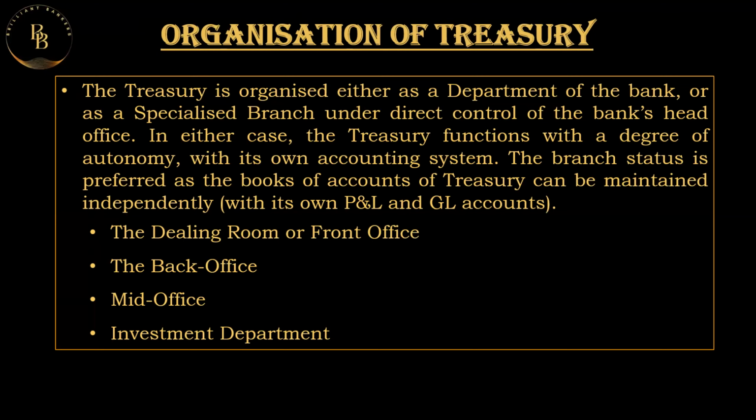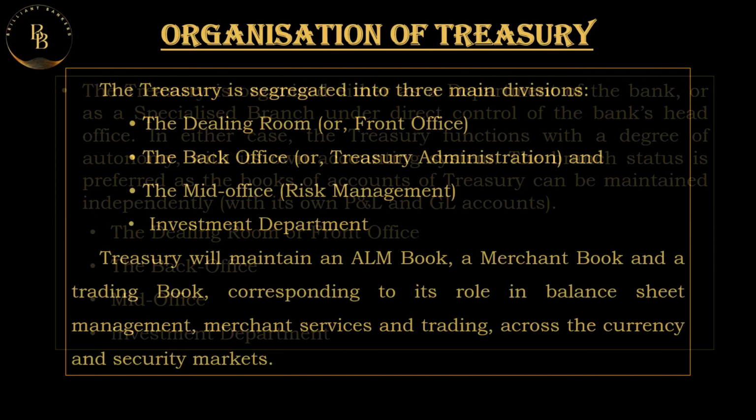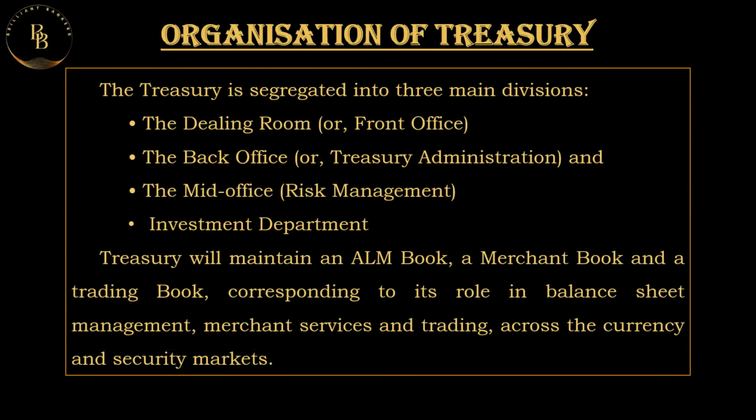So, therefore, we can conclude that in the context of the integrated treasury operations, a treasury branch is always a preferred form of organization. The treasury is segregated into three main divisions: the dealing room or the front room, the back office, the mid office, and it is also having an investment department. So, coming to the dealing room, let's go through it in detail. The dealing room and the front room. The terms front office, back office, and mid office are commonly used in the financial institutions to describe different functional areas where the organization each have specific roles and responsibilities.